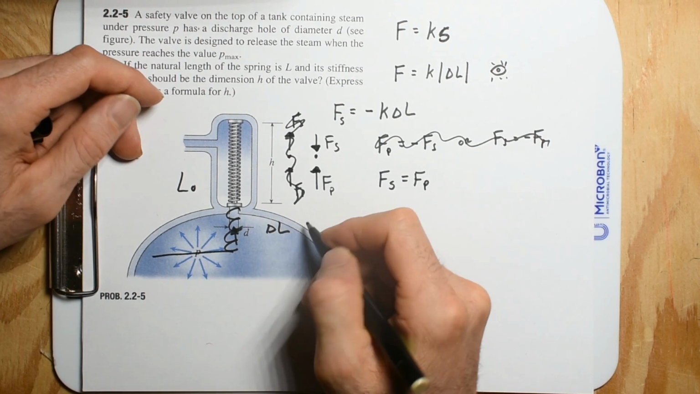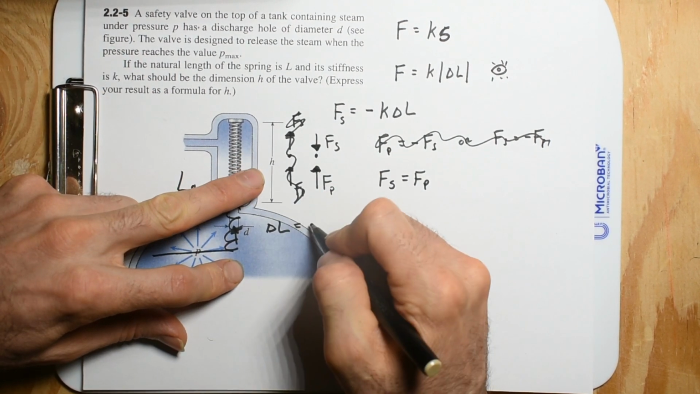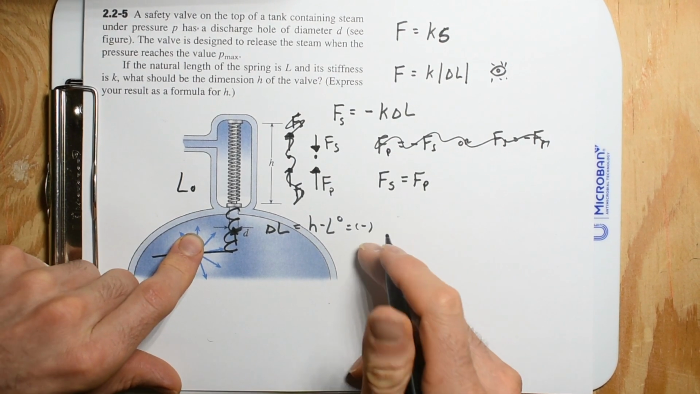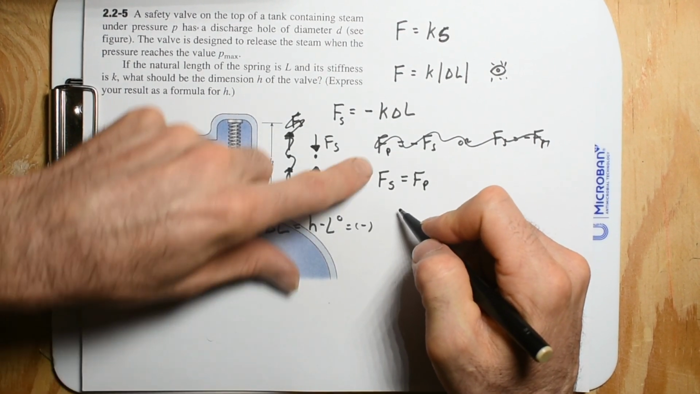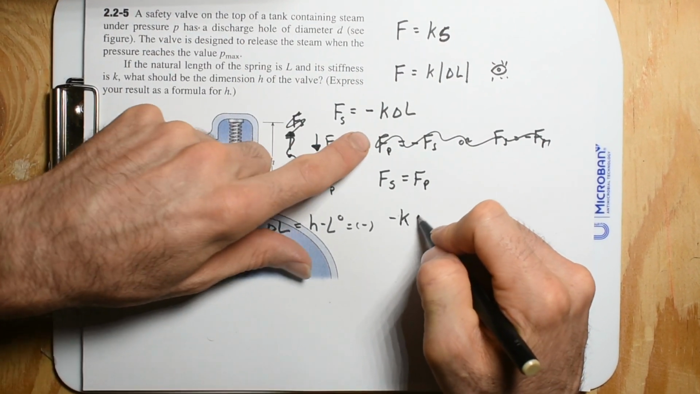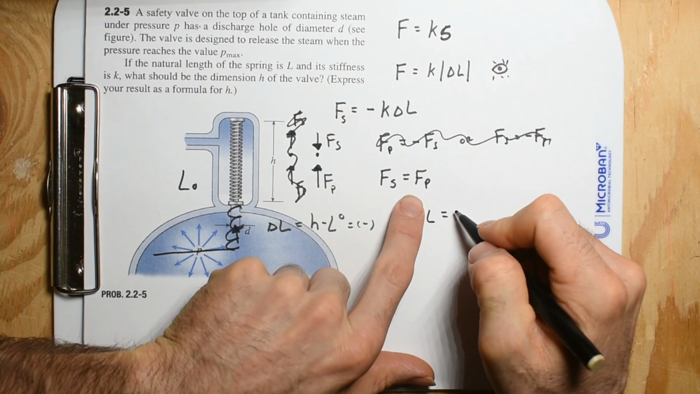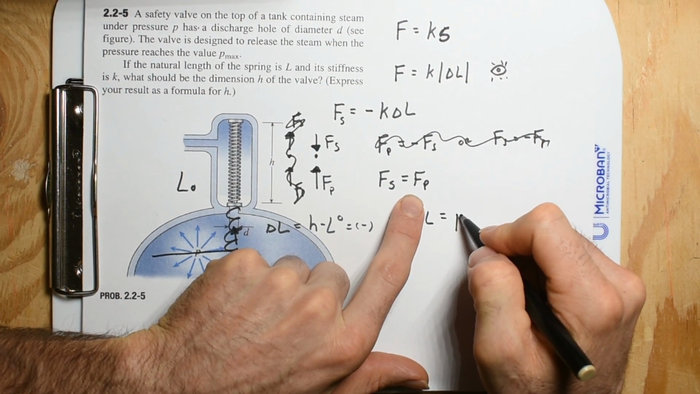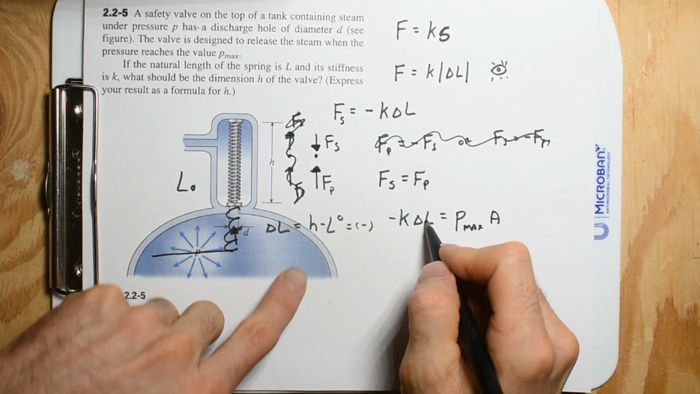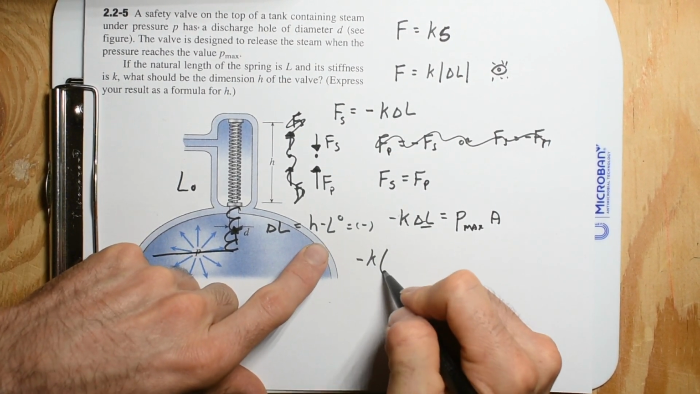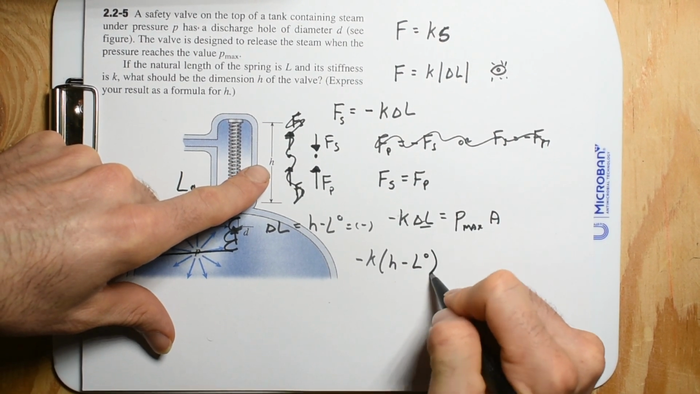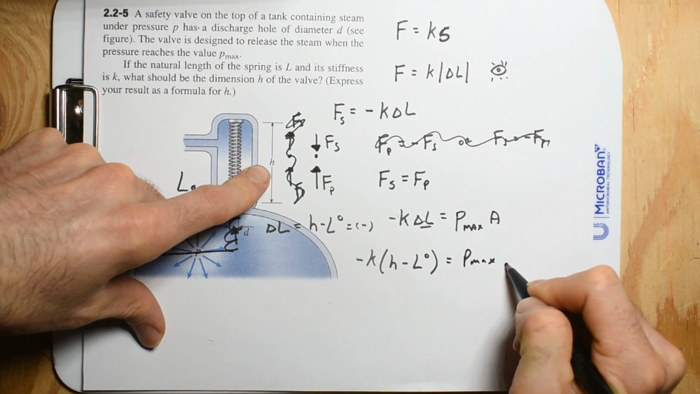We have a change in length, which is L final. That's going to be H minus L naught. This is going to give a negative value. Cool. So force of the spring is negative K change in length, equal to force of pressure. That's P max times the area. And now let's throw in change in length. So we got negative K times length final, which is this H, minus length initial L naught, equals P max A.